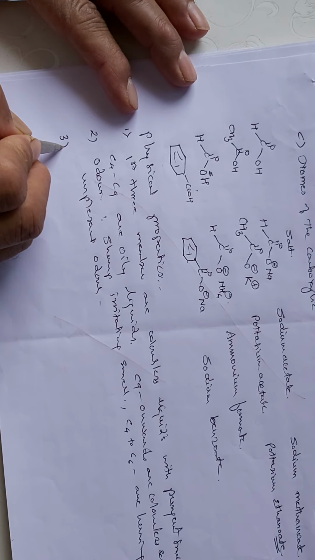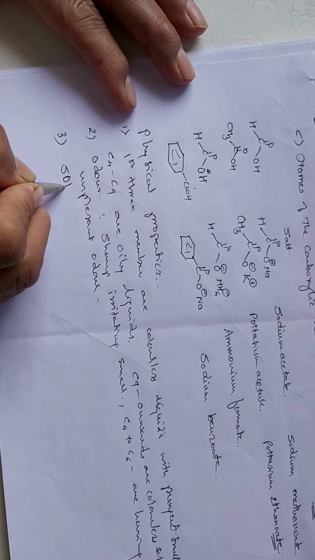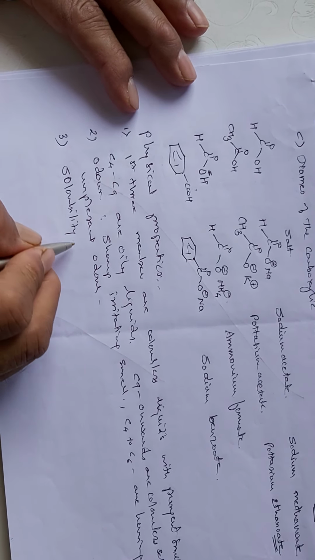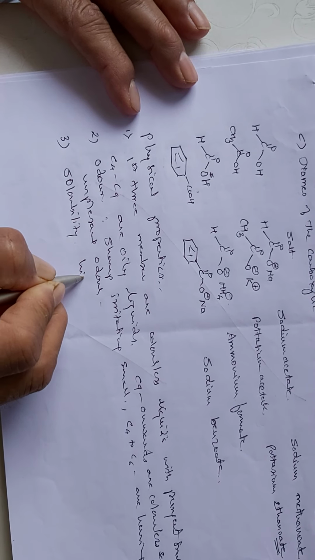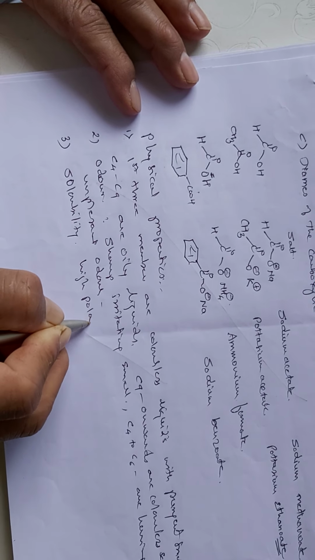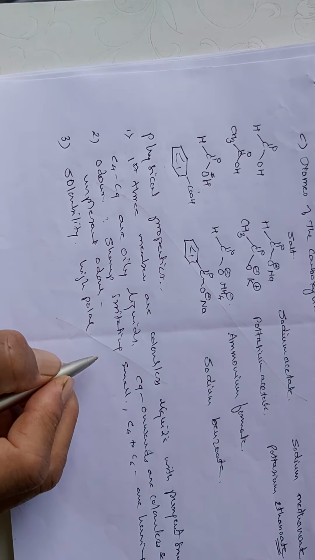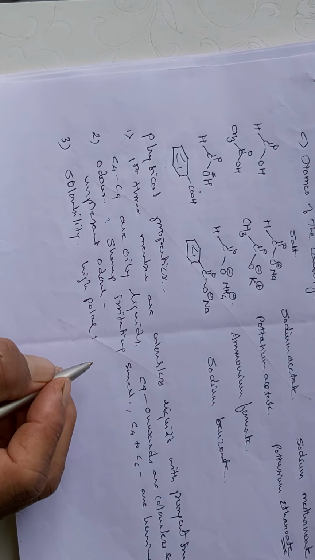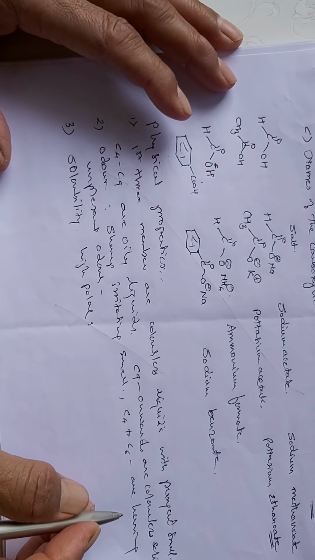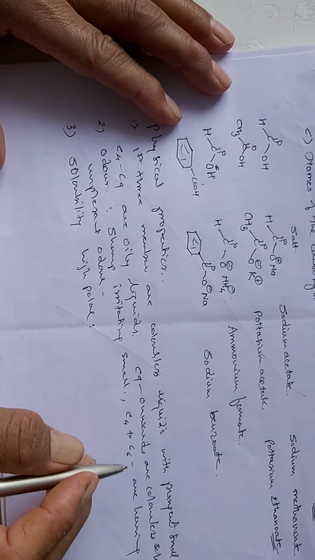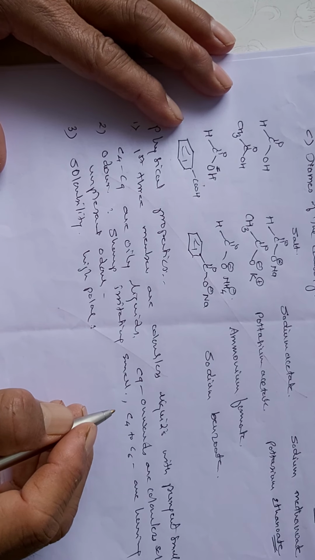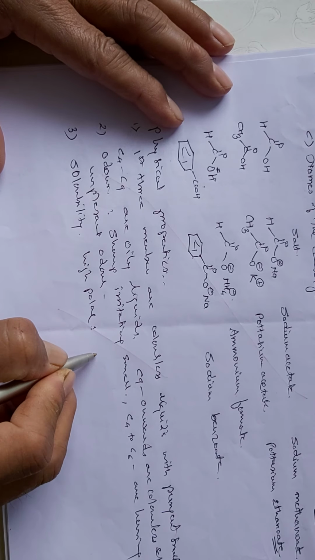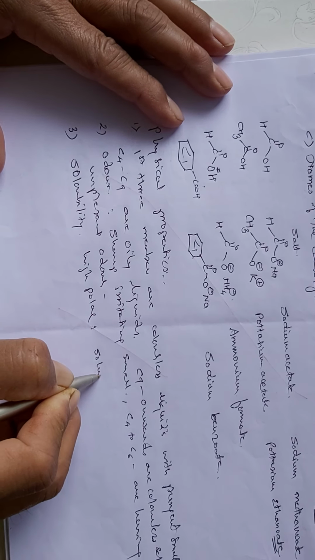Then the third property is solubility. All the carboxylic acids are highly polar, and so they can form hydrogen bonds. Mainly, a carboxylic acid always exists in a dimeric form, meaning two molecules are attached to each other by hydrogen bonding. First few members are soluble in water.